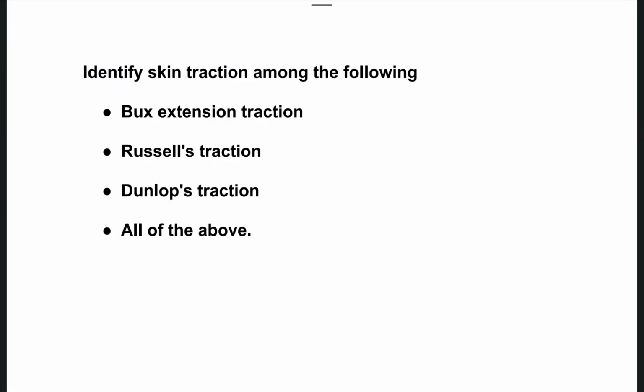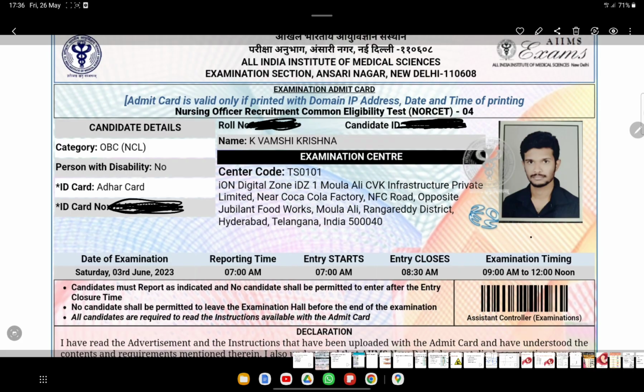So, in the AIIMS examination, we can download the hall tickets. Okay, I hope you all know about this. I also downloaded my admit card. So, this is my hall ticket number for the examination. I have the center at iON Digital Zone in Miyapur, Civic Infrastructure. So that is Hyderabad, Telangana. On the day of Saturday, 3rd June, I have the exam in the morning. Okay, so please check your hall tickets, and prepare well.